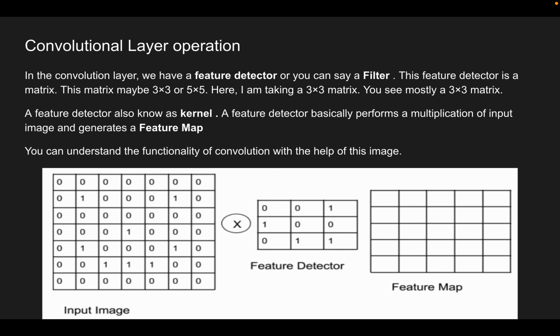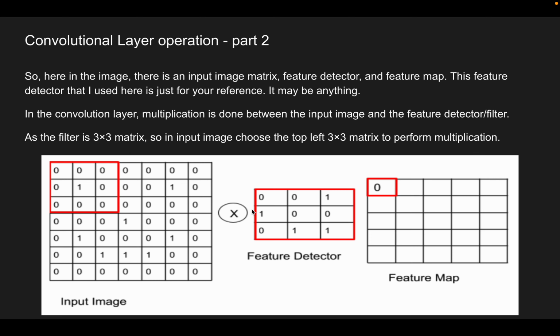Okay, so whenever you are using a feature detector of 3 cross 3 size, and this is the 7 cross 7 image size, you will use this feature detector on top of this image, so that you will get some output on the basis of multiplication of these. How we are doing the multiplication is the really important thing you are performing in the convolution layer, that is the convolution operation. So here you have the 7 cross 7 image, now this 3 cross 3 will go on top of this particular image.